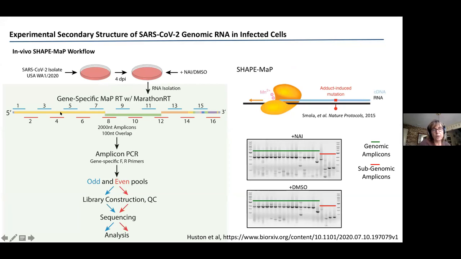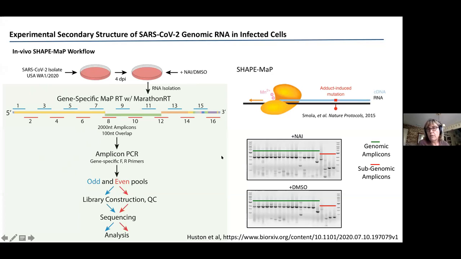And so we made amplicons using the reverse transcriptase, and we were able to cover the entire SARS-CoV-2 genome with only 16 amplicons, which is unprecedented. If you were going to do this with conventional sequencing technology, it would take hundreds of amplicons. That's because conventional reverse transcriptases can only go a couple of hundred nucleotides before they fall off. But with Marathon, we could generate these robust 2,000 nucleotide amplicons. We do amplicon PCR, we would sequence them, and then we would use a downstream analysis I'll allude to.